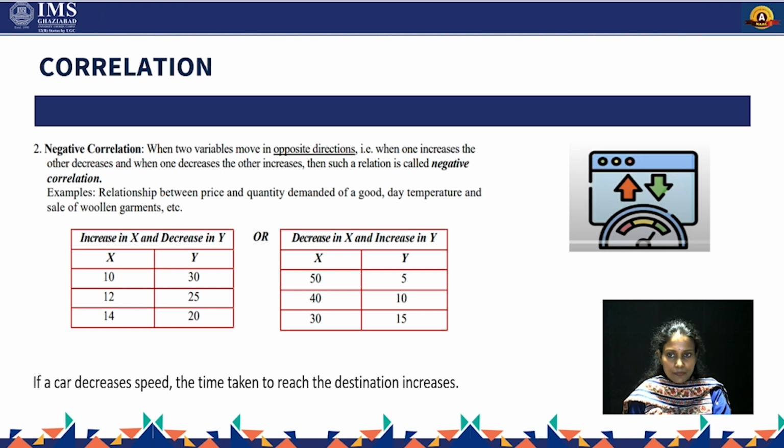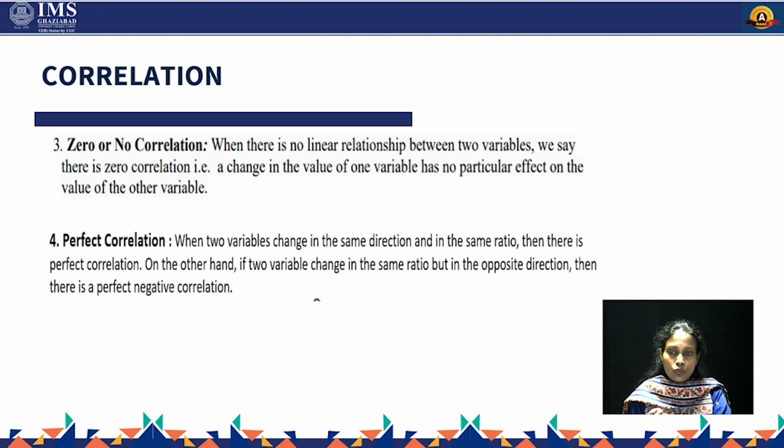For example, the relation between price and quantity demanded of a good, or the sale of woolen garments when the day temperature increases. In the first data, x is increasing and y is decreasing, and in the second data, x is decreasing while y is increasing. One other example is, if a car decreases speed, the time taken to reach the destination increases.